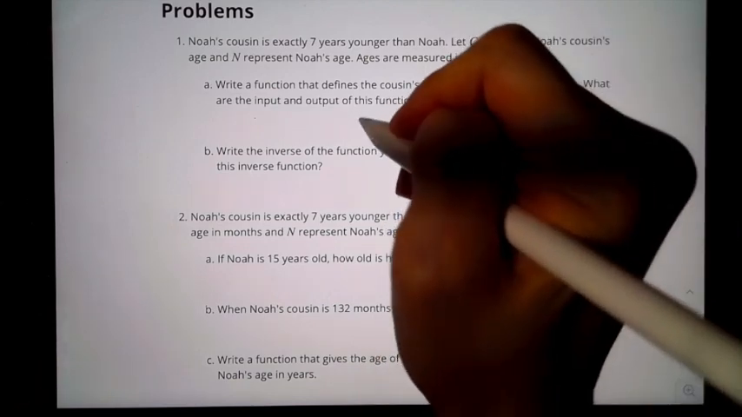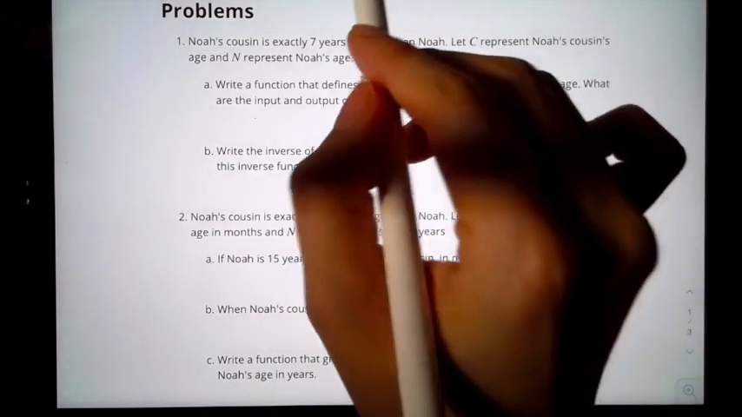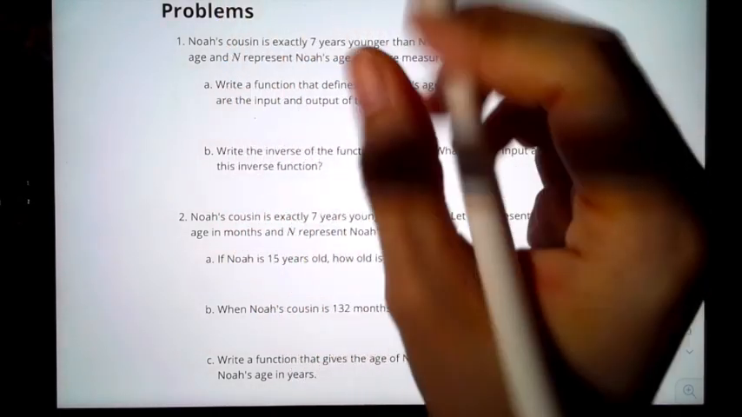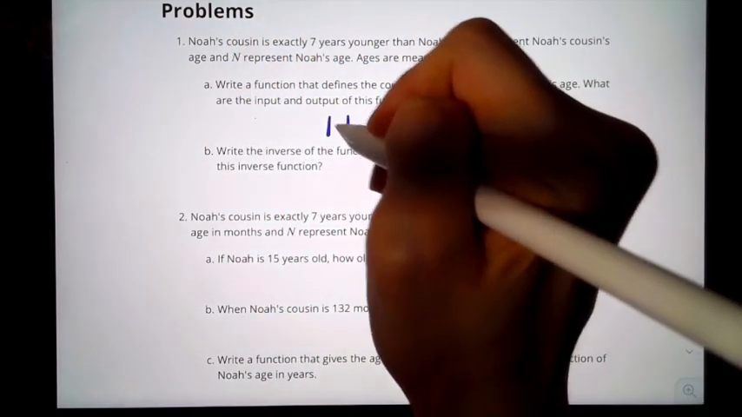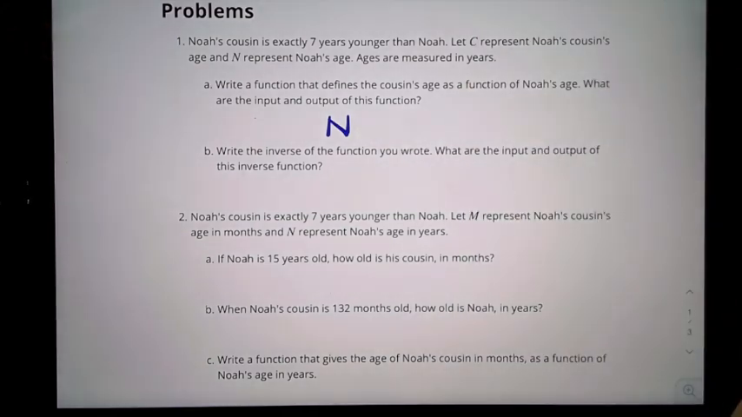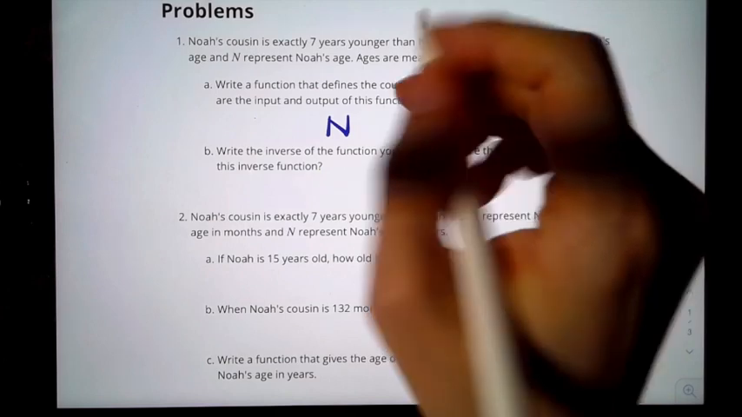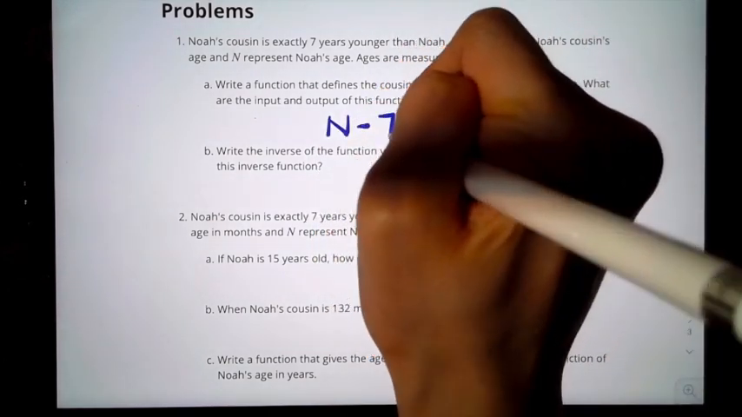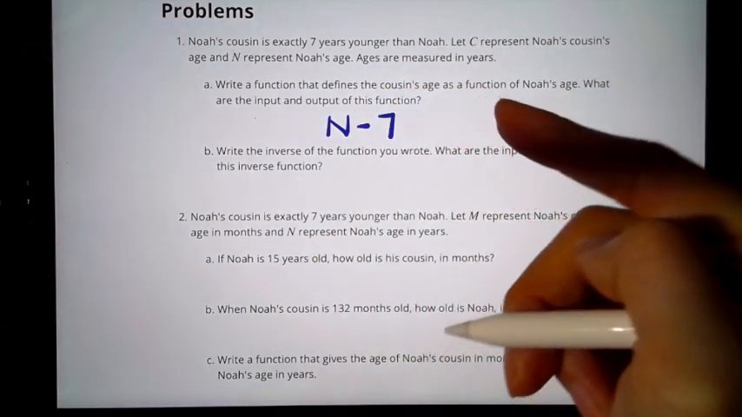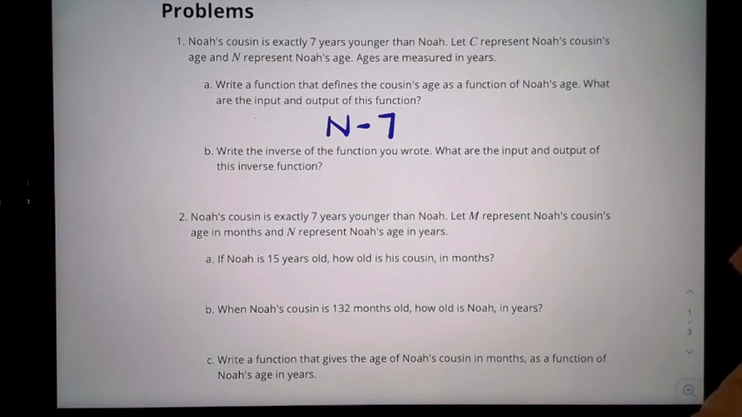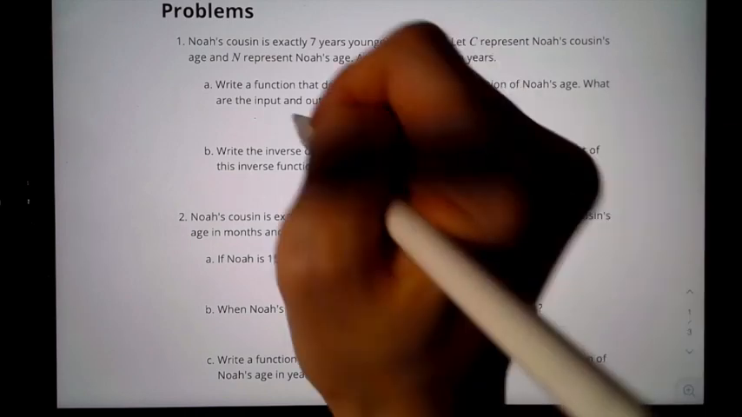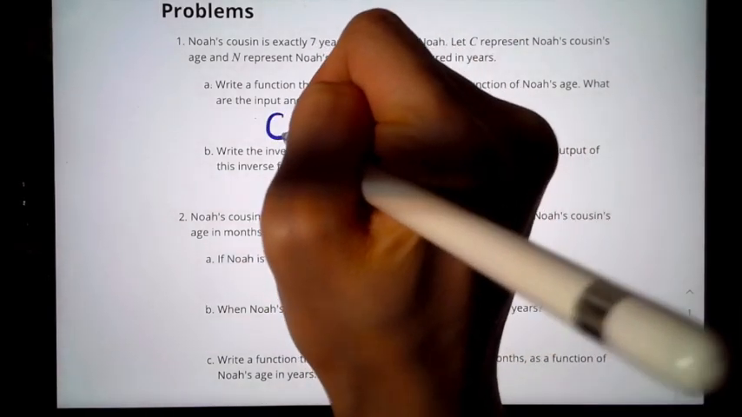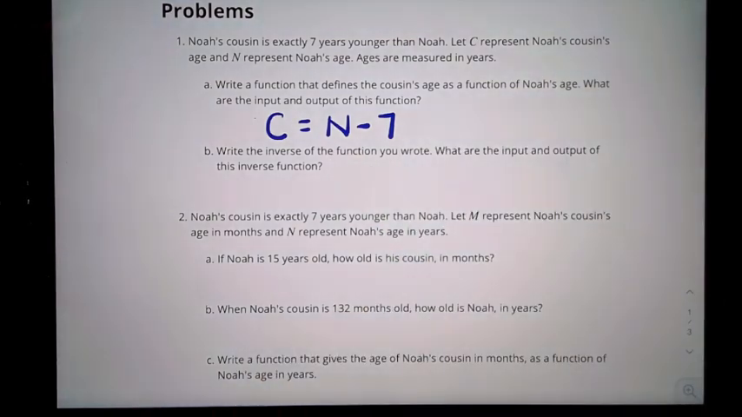So Noah's age, which is N, right? How do you get the cousin's age? Noah's age minus 7, because the cousin is 7 years younger than Noah, right? So you get this, guys. C equals N minus 7.